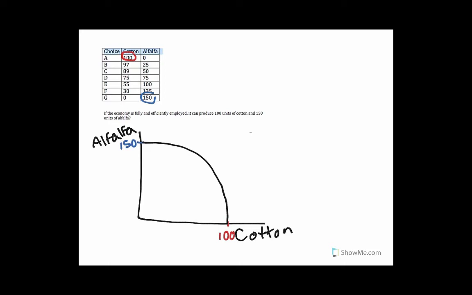So in this question, though, it asks if we can produce 100 units of cotton and 150 units of alfalfa. If you graph that point, that would be up here, right? Because we have 100 units of cotton, 150 alfalfa. That point is out here, and that's beyond the production possibilities curve, which means we cannot produce that quantity. So this one's false.